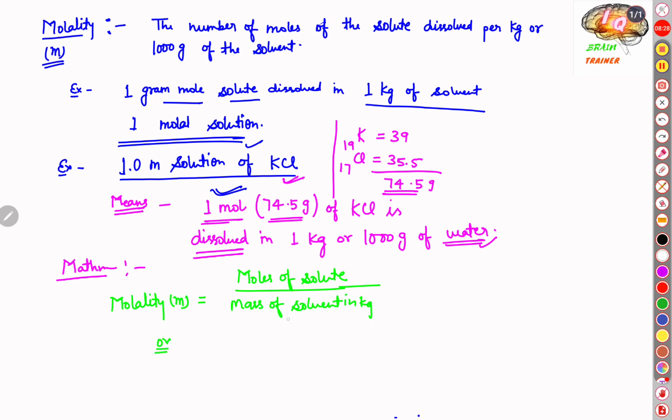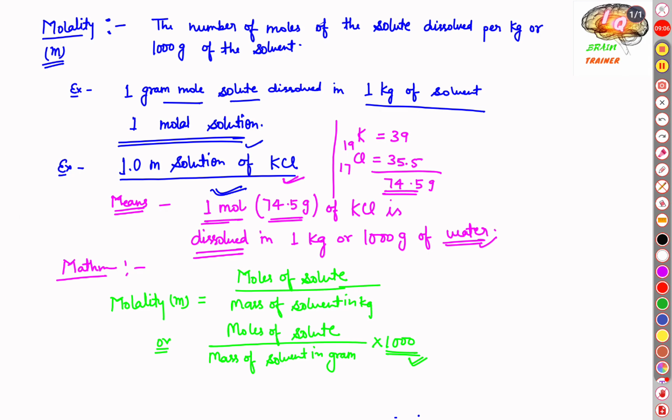You can write here: moles of solute by mass of solvent in gram, into 1000. Why are we writing 1000 here? Because you know already 1 kilogram is equal to 1000 gram. That's why we have written 1000 here. Okay, this is mathematically.